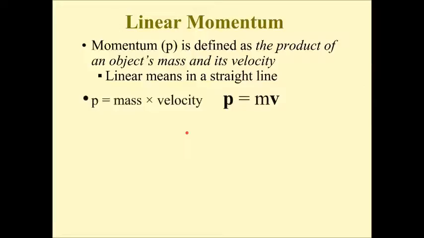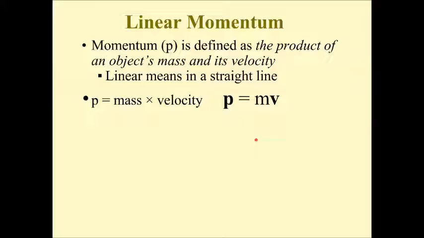So the formula for that is we use a P for momentum. Who knows why they chose P for momentum? Maybe translated into another language it means something. But we simply take P, which is boldface, which means it's a vector, equals the mass, which is a scalar, times the velocity vector. So this is another formula. You'll find that right on your formula sheet.